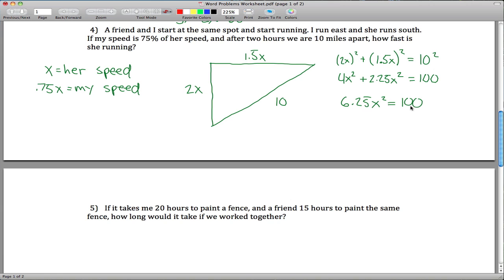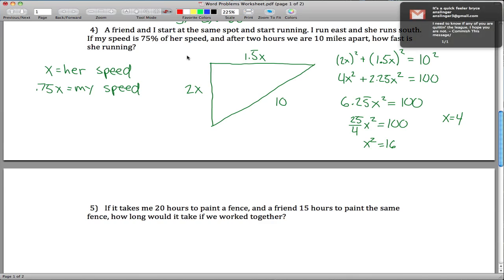You can divide this as is. I mean, maybe with the calculator it's a little bit easier. For me, I'd rather deal with fractions here. So this is 6 1/4, or 24 quarters and 1/4, or 25 quarters. x squared equals 100. And why this is nicer for me is now I can multiply both sides by 4 divided by 25, the reciprocal of this, and I get x squared is 16, so x equals 4. So what is it asking? How fast is she running? Her speed is x, so we're done right here with x equals 4. 4 miles per hour, her speed, that's it.